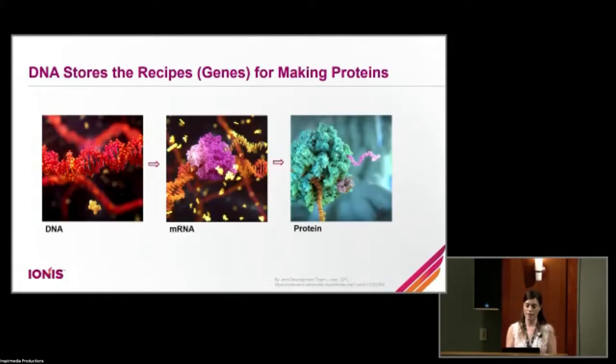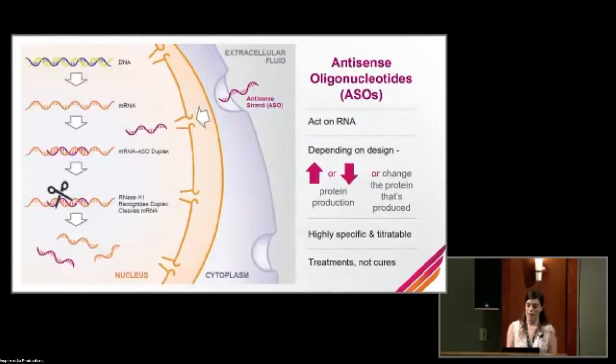So Ionis developed a technology called antisense oligonucleotide, or ASOs, and this type of drug acts on RNA to affect the amounts of proteins that are made. So let me show you how this works. So here is the same process that I just showed you. So we have DNA at the top, and then the mRNA copy is made. It's the mRNA that is destined to leave the nucleus and be used to produce a protein.